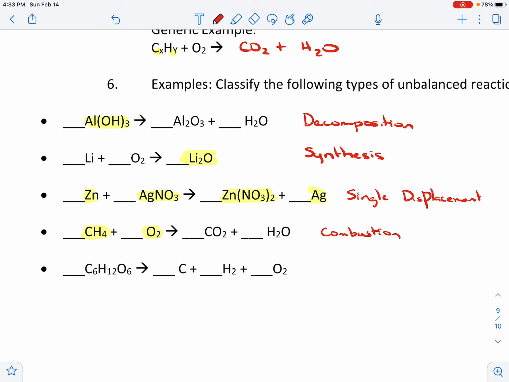Last but not least, one substance right here. One substance, that tells us we have a decomposition. Notice how it breaks down into 3 things, but it is still decomposition. So the only one we didn't see was a double displacement.